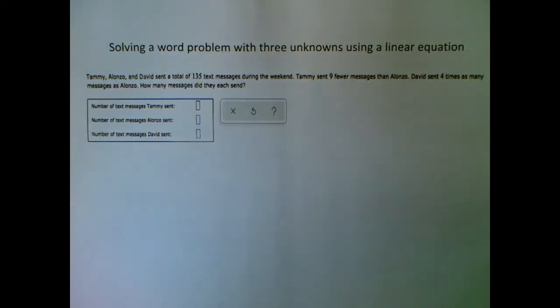Hello everybody, this is Mr. Bowen. Today we're going to be looking at the ALEX topic, solving a word problem with three unknowns using a linear equation. So we have Tammy, Alonzo, and David who sent a total of 135 text messages during the weekend.